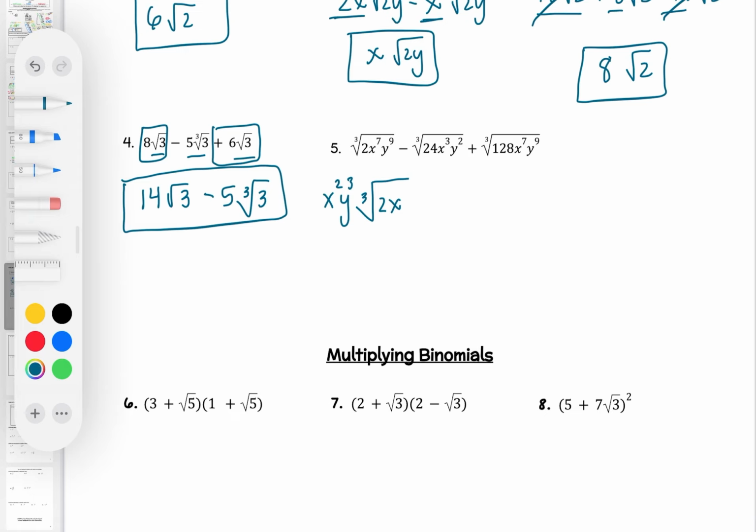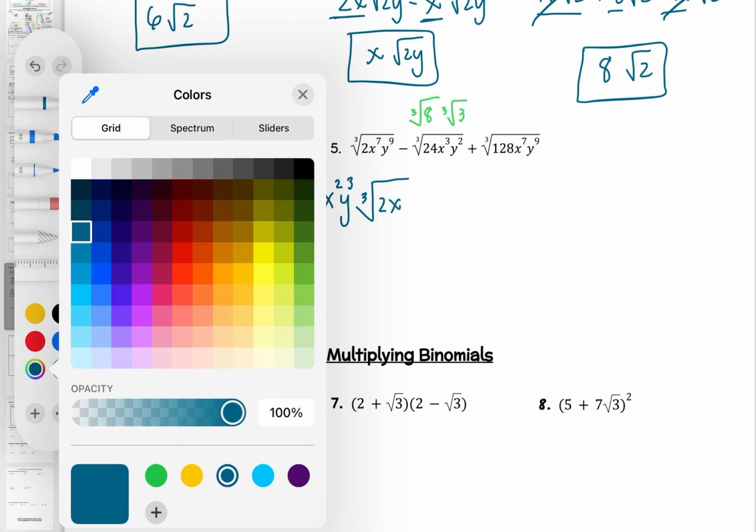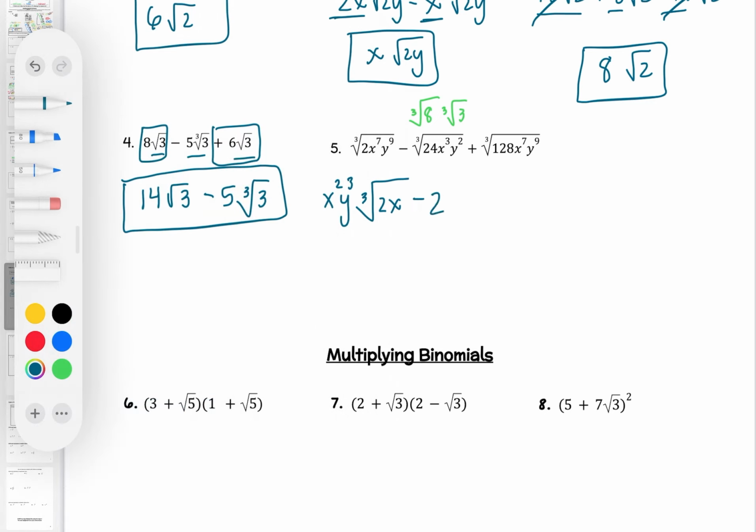So next, we would have 24. Is there a perfect cube that we could divide 24 by? Yes, and it would be 8, and 24 divided by 8 is 3. So we have a 3 left on the inside, and the cube root of 8 is going to be 2. So we're going to have minus 2 from simplifying, and we're going to have cube root of 3 left on the inside.